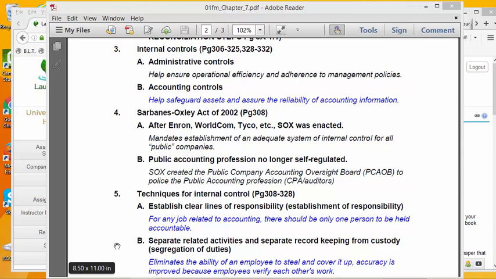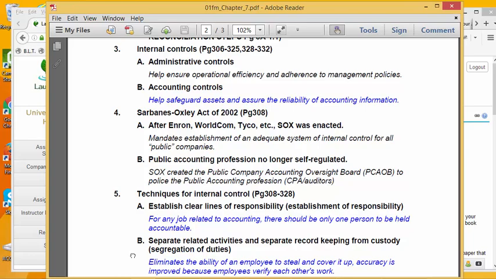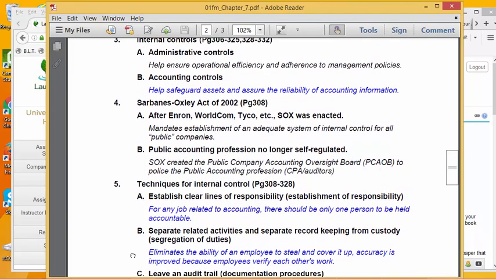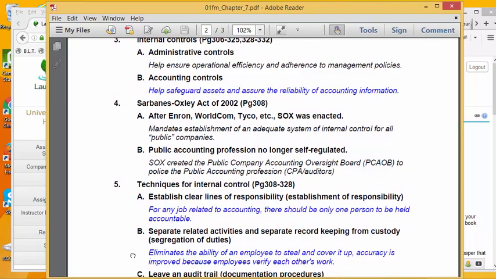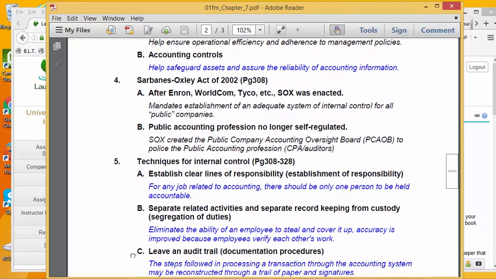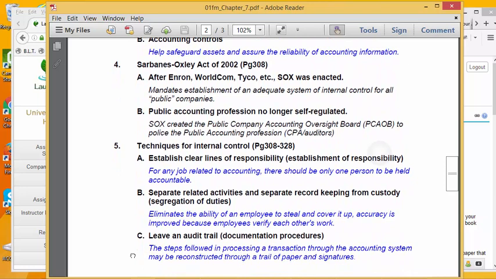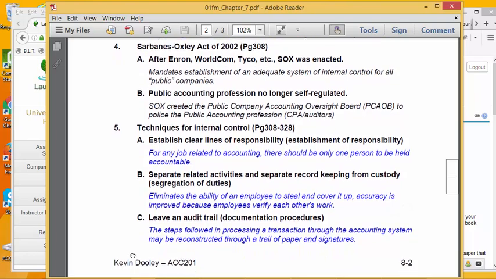You should separate related activities that keep record keeping for assets from custody of the assets. That's called segregation of duties or separation of duties. This eliminates the ability of an employee to steal and cover it up. Your accuracy is improved also because the employees check each other's work. Also, you want to leave an audit trail or follow documentation procedures. Those are the steps followed in processing a transaction, and you should be able to reconstruct them through a trail of paper and signatures to see exactly how a particular transaction was handled.